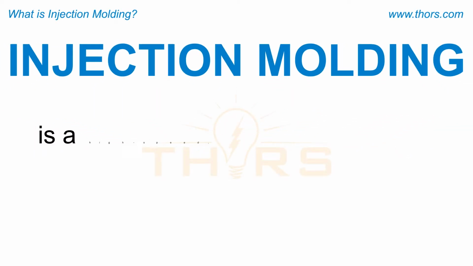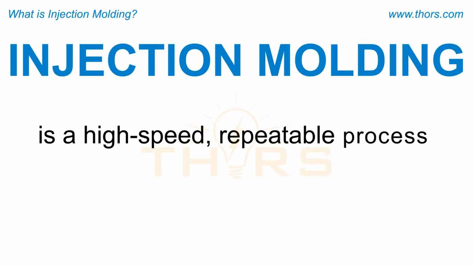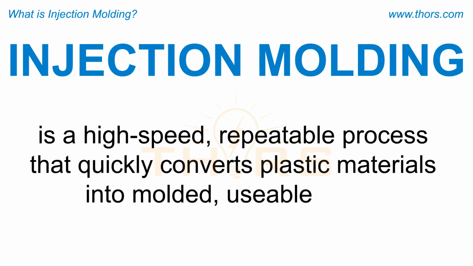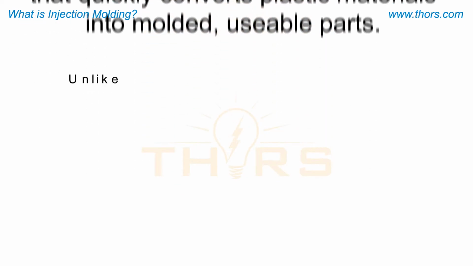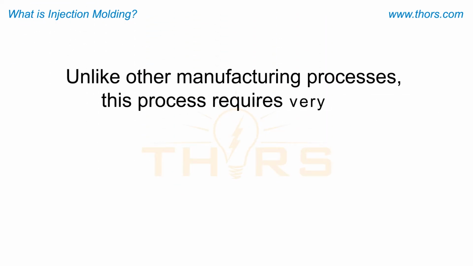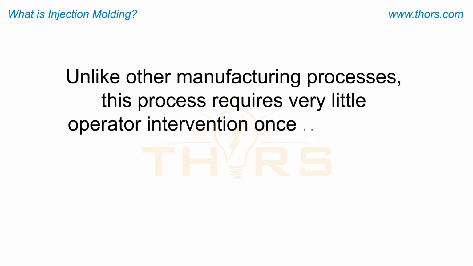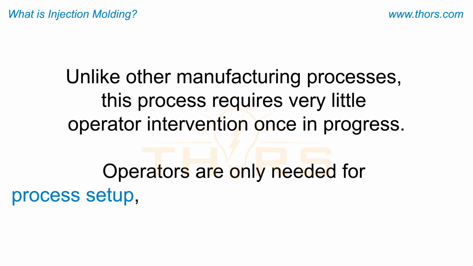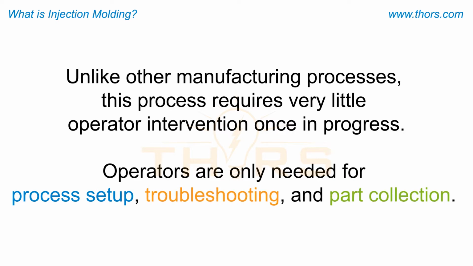Injection molding is a high-speed, repeatable process that quickly converts plastic materials into molded, usable parts. Unlike other manufacturing processes, this process requires very little operator intervention once in progress. Operators are only needed for process setup, troubleshooting, and part collection.